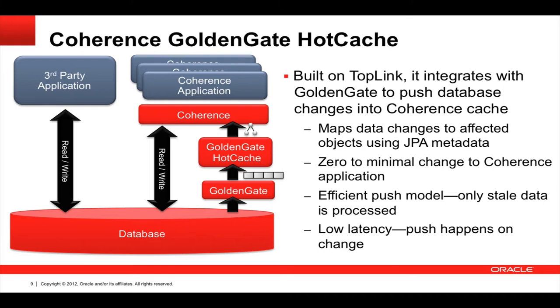This is an efficient model because GoldenGate tracks changes as they occur. So as changes happen, they're pushed into Coherence. And GoldenGate can be configured for low latency. So it's used frequently to run hot-hot between two databases and other kinds of high-performance production environments. So it's certainly up to the task of keeping Coherence up to date.